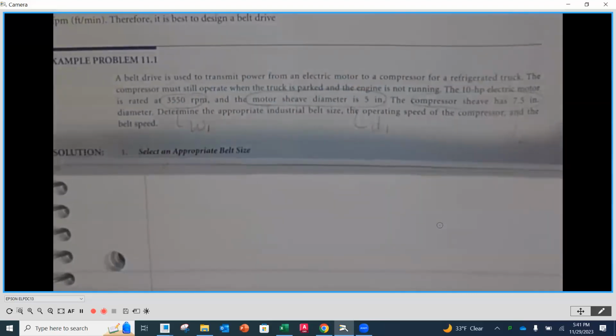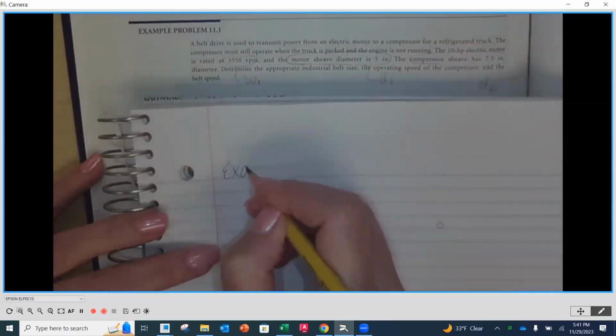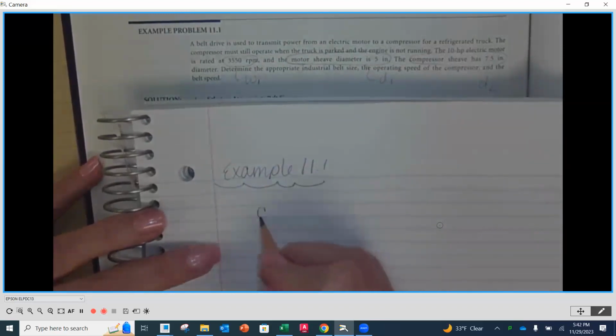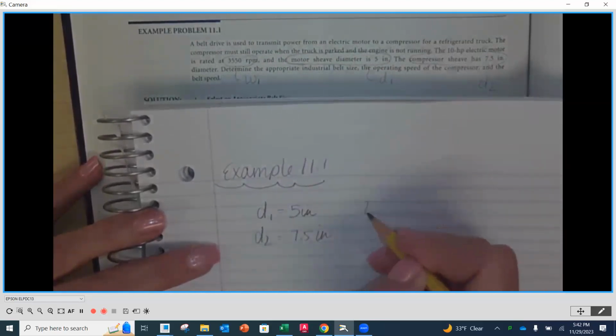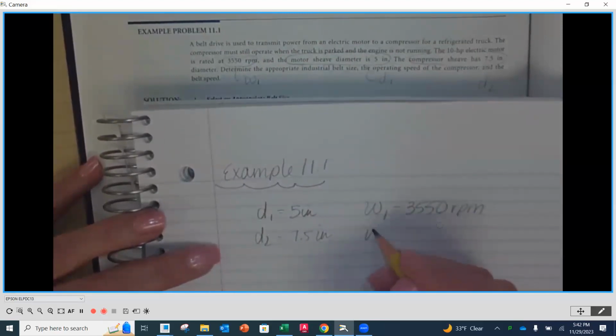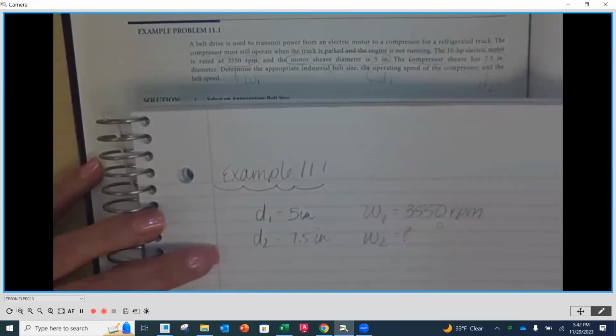As we look here, I'm going to zoom out a little bit. This is example 11.1. We know that D1 is equal to 5 inches, D2 is equal to 7.5 inches, and W1 is 3550 RPM. We need to find W2, that's our first. And then we also need to find the pitch line speed of our belt. Those are the 2 things that we need to find.